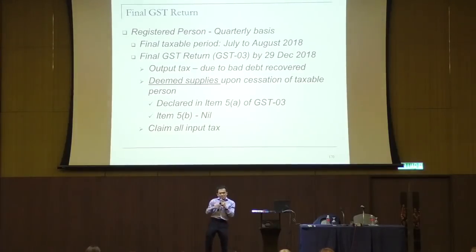Quarterly, assuming July, August, September. Your quarter should be July, August, September. Now take note, September no more already. July, August only. So July, August. When do you need to submit? Also 29 December. Why? Because July, August is the final taxable period for the quarterly basis already. So your final taxable period, no matter what, whether you're monthly or quarterly, wait until 29 December. Submit your final return.